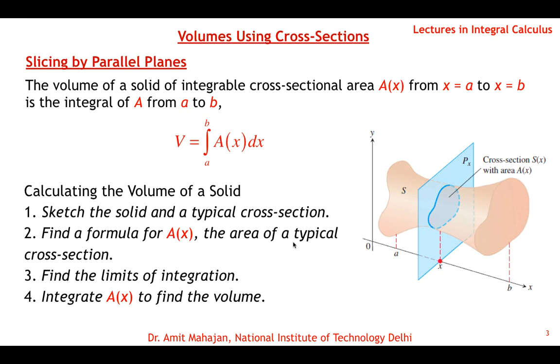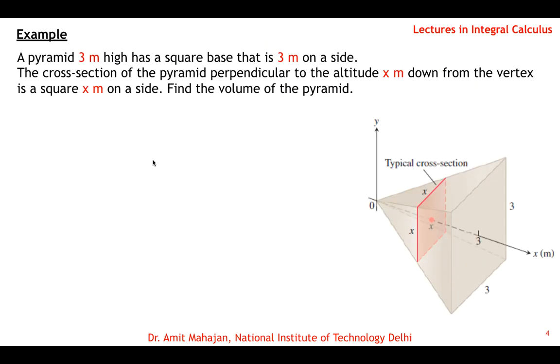Okay, say for example, a pyramid of 3 meter height has a square base that is 3 meter on a side. Okay, the cross section of the pyramid perpendicular to the altitude x meter down from the vertex is a square x meter on a side. Find the volume of the pyramid.